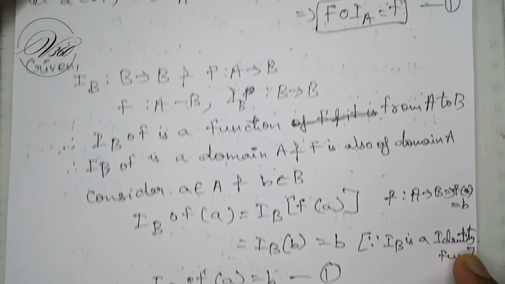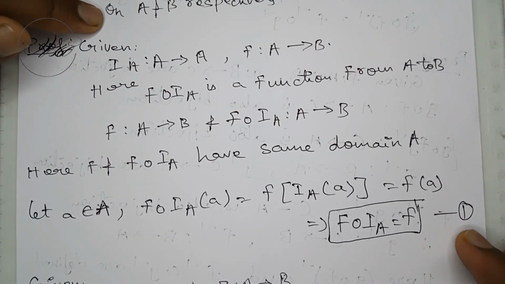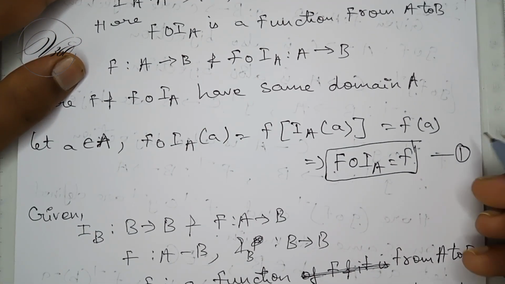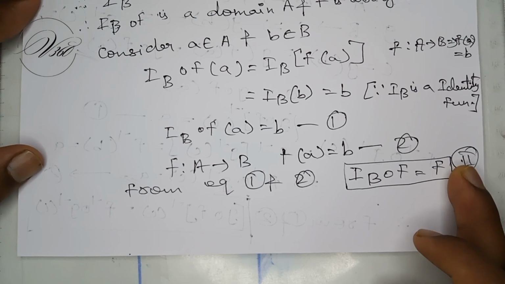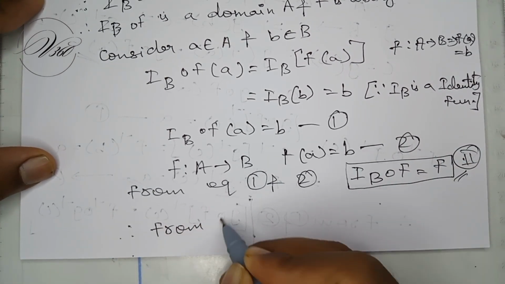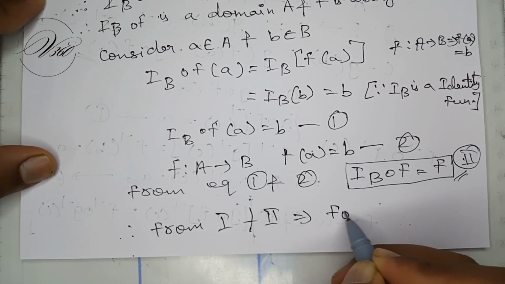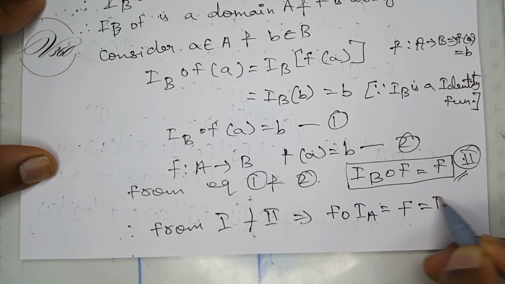This is the Roman number first equation, this is the Roman number second equation. Now therefore from Roman number 1 and Roman number 2, F o IA is equal to F is equal to IB o F.